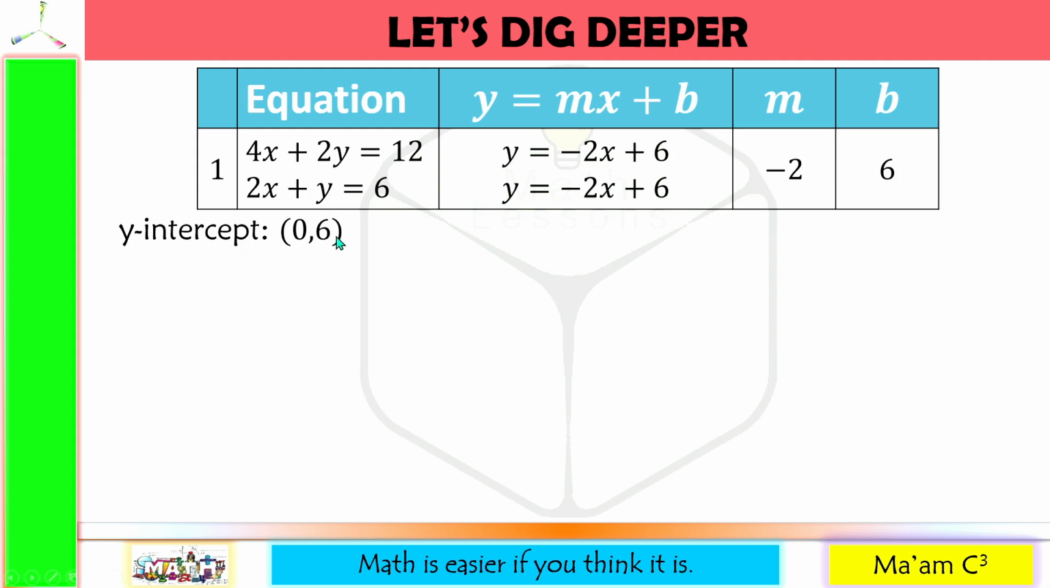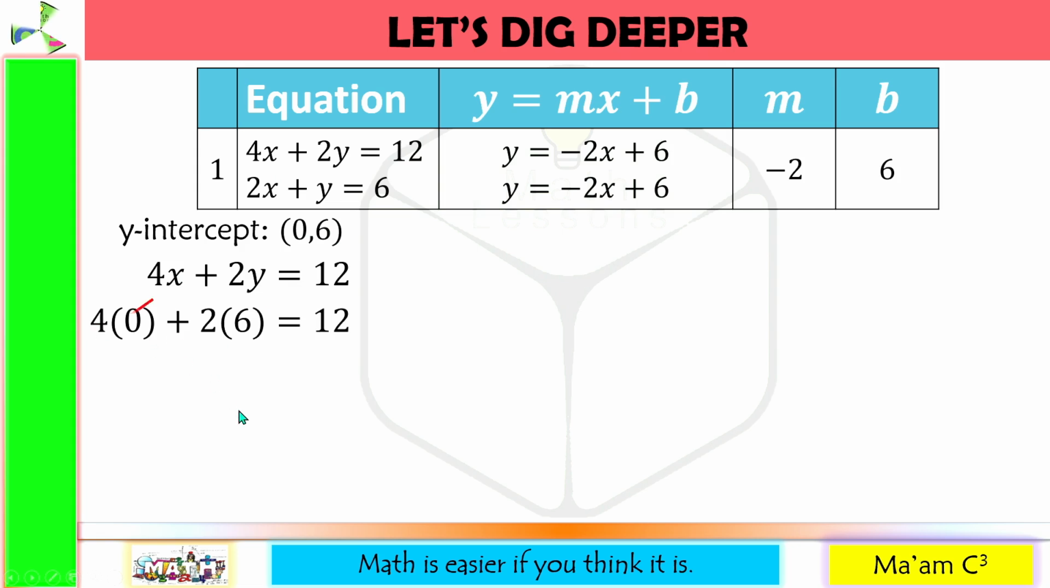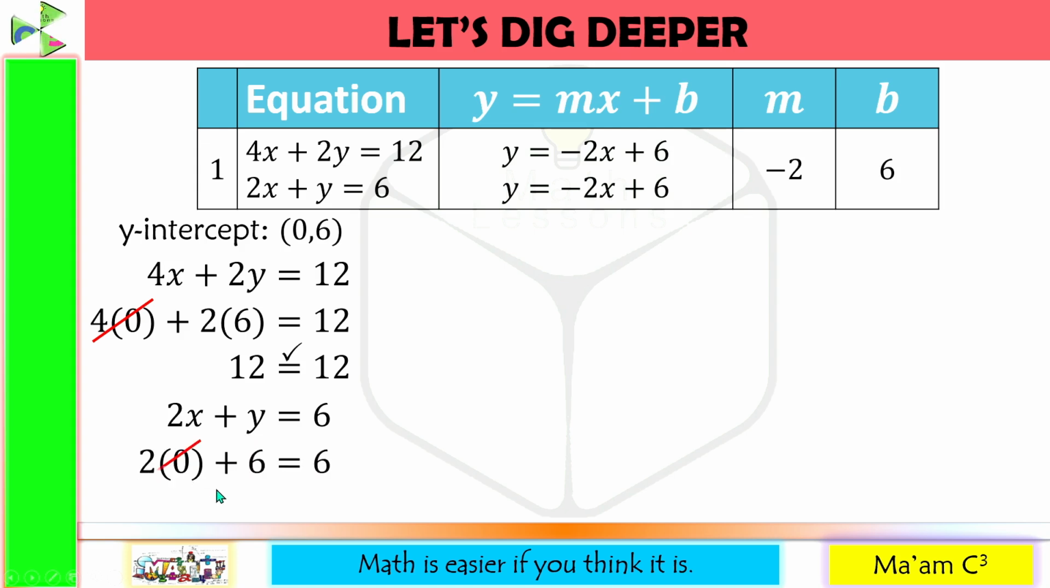I will substitute this to the first equation, 0 for x and 6 for y. 4 times 0 will simply cancel out, and 2 times 6 is equal to 12. Are they equal? Yes, they are. Now, I will substitute again this ordered pair to the second equation. Again, 0 for x and 6 for y. 2 times 0 will simply cancel out. Is 6 equals 6? Yes, it is. Meaning, (0, 6) satisfies both of the equations here.